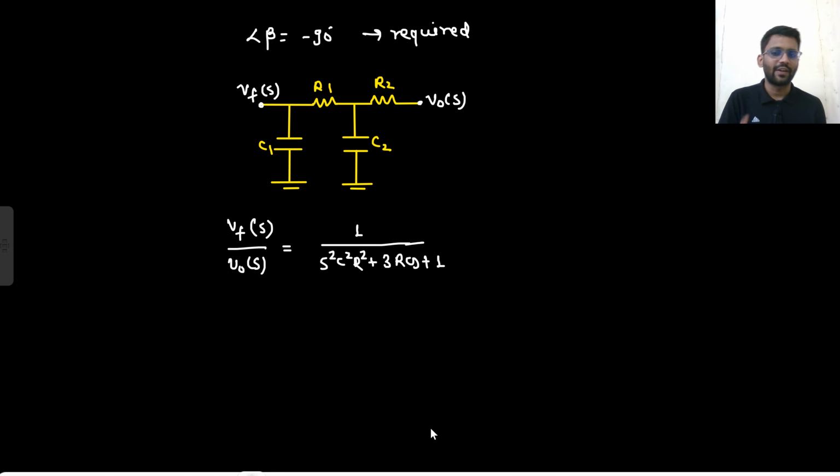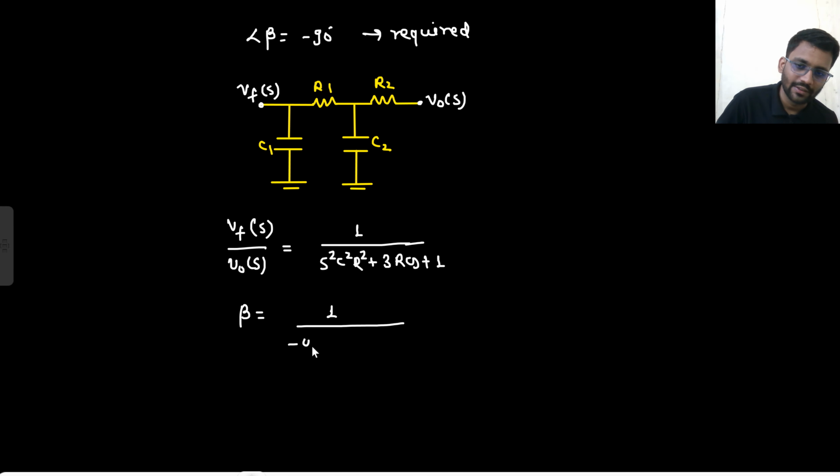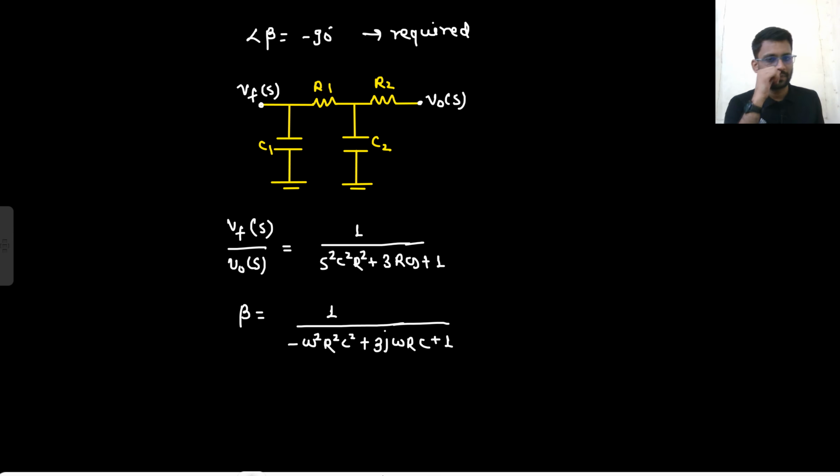Okay. So you can find it on your own. This I am keeping it up to you. You should do the calculation on your own. What will be your beta? That would be 1 by minus omega square R square C square plus 3j omega RC plus 1. Right? Now how much phase shift do you need?